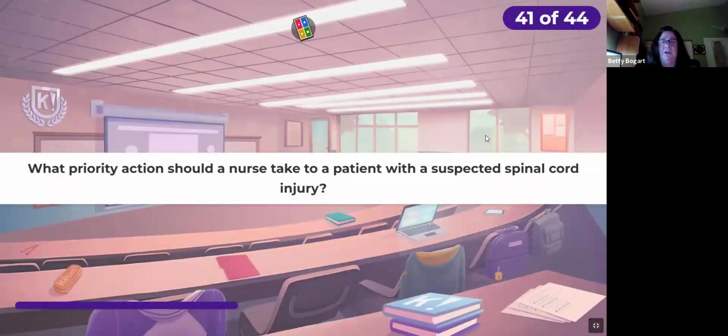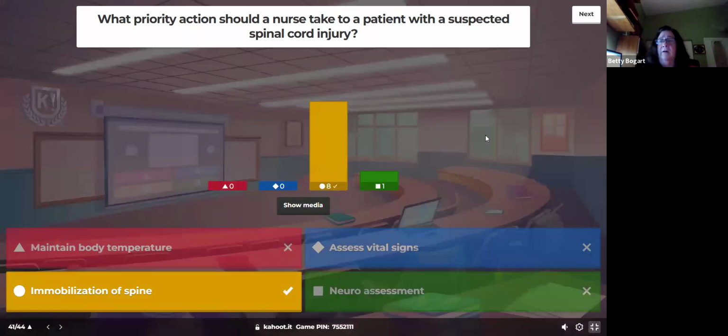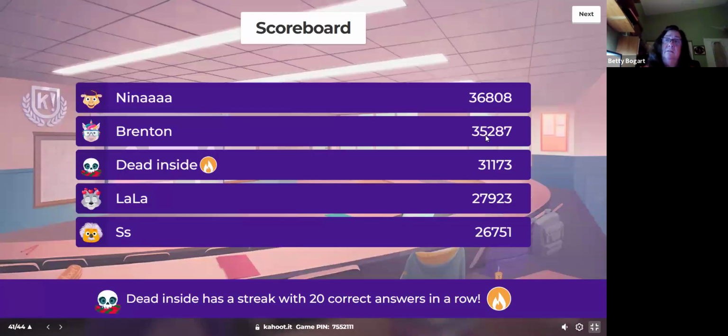What priority action should a nurse take with a patient with a suspected spinal cord injury? What is your priority? My little boy coming in with a C6 fracture. What was my absolute priority here? I'm going to take care of that spine. And today I know I have a kid who's running around. I hope he's married and has 3 kids and is happier than ever because I made sure that I didn't let this child get paralyzed.